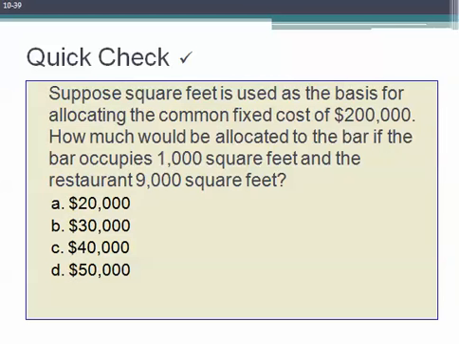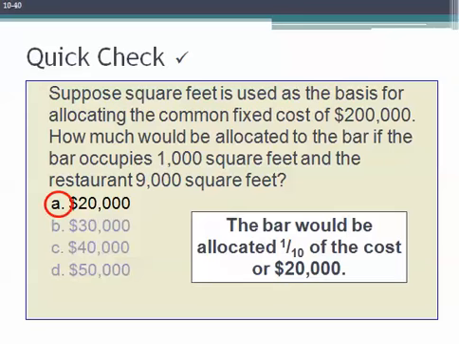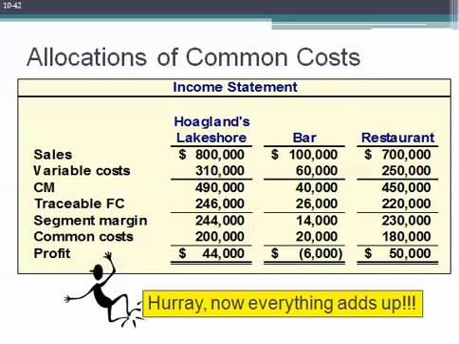Suppose we did allocate the common fixed cost of $200,000 on the basis of square feet, and our bar occupied 1,000 square feet and the restaurant 9,000 square feet. How much would we allocate to the bar? Well, in that case, we would allocate 1/10 of the $200,000, or $20,000, to the bar. And here's a look at our income statement if we allocated those common fixed costs. Now suddenly we see that the bar looks unprofitable. It has a $6,000 loss.